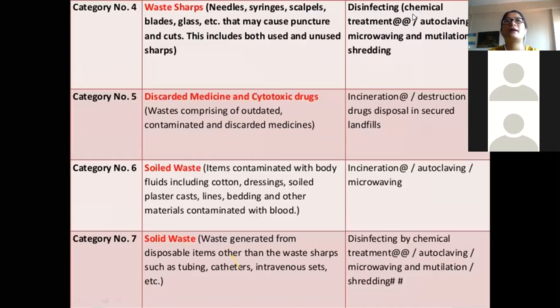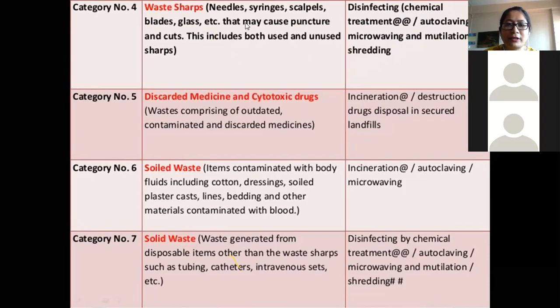Disinfecting chemicals are hydrogen peroxide and chloroform. Have you heard of chloroform? Chloroform is used for disinfecting instruments. Savlon is also there, but for completely destroying, that comes after. The first step is to do the disinfecting. Second, we can do the autoclave or microwave. This is for needles, syringes, scalpels, blades, and glass.